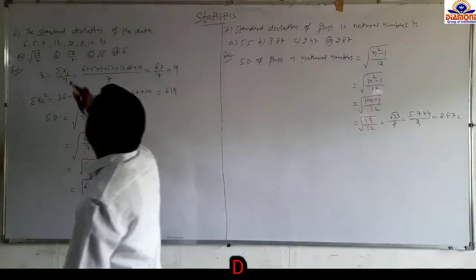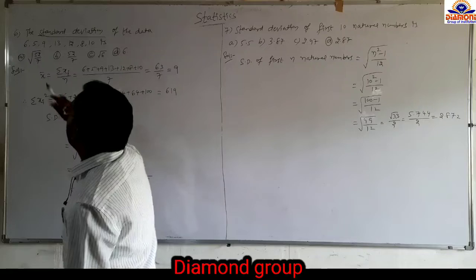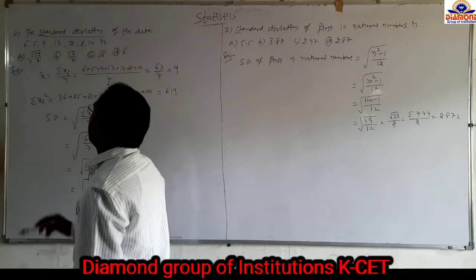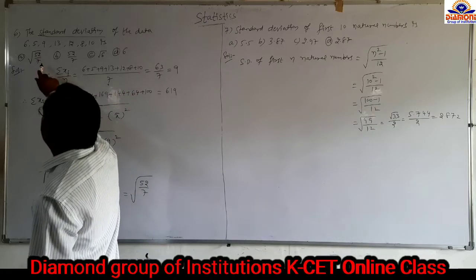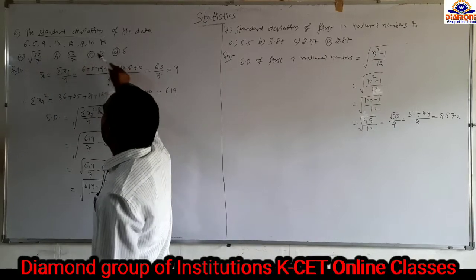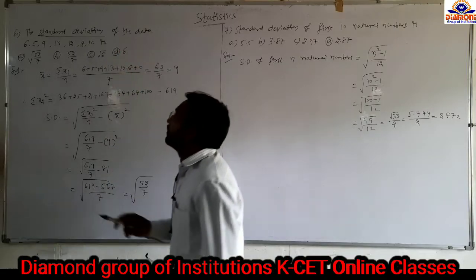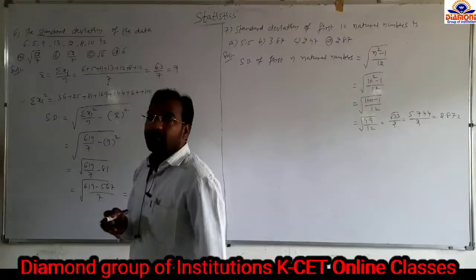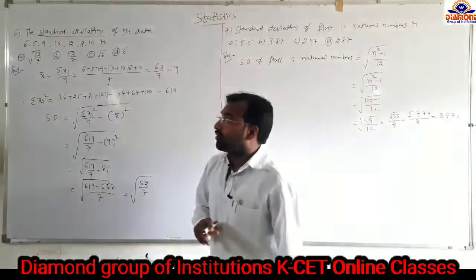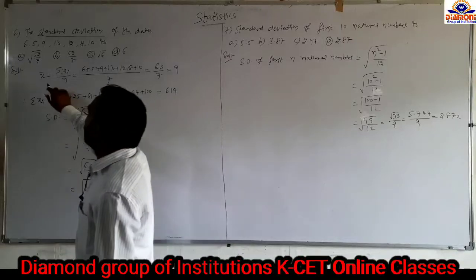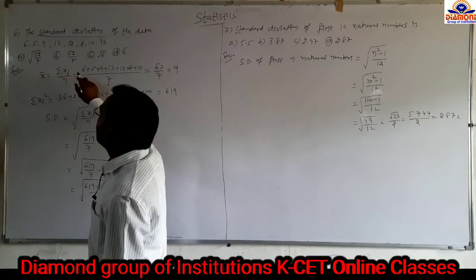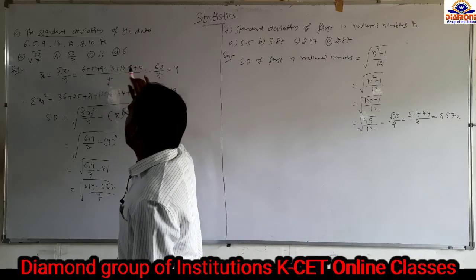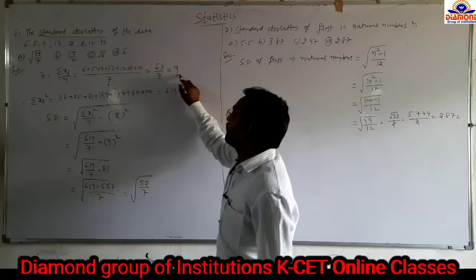Next problem. The standard deviation of the data 6, 5, 9, 13, 12, 8, 10 is: option A root over 52 by 7, option B 52 by 7, option C root 6, option D 6. Here the number of observations is 7. For calculating standard deviation, first it is compulsory to find the mean. Mean x bar equals summation xi by n, equals 6 plus 5 plus 9 plus 13 plus 12 plus 8 plus 10 by 7, equals 63 by 7, equals 9.